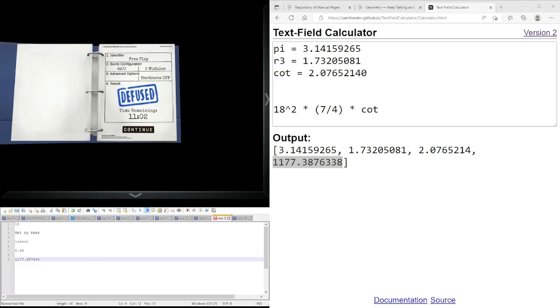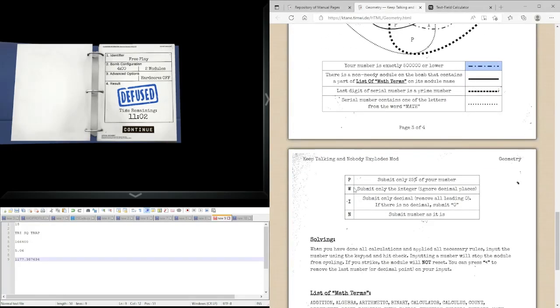And do note, if you get a whole number, you have to put 6 zeros after a decimal point, like so, because this one says submit only the integer, ignoring decimal places. So this is the only one where you don't put the decimal places after an integer. For either of the other two, the decimal places have to go up to 6, basically.